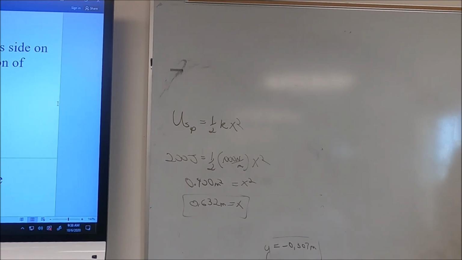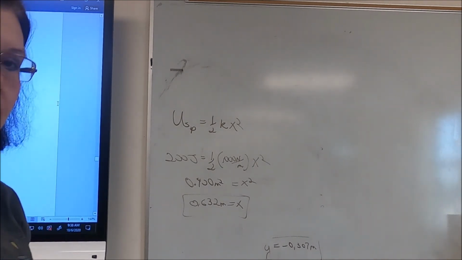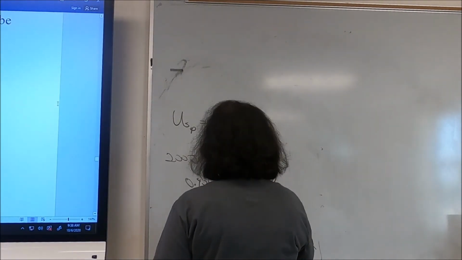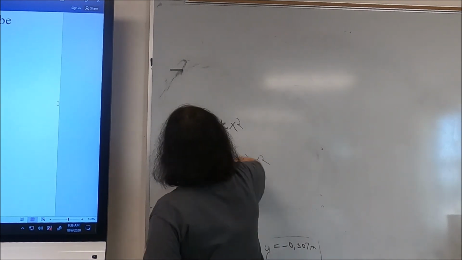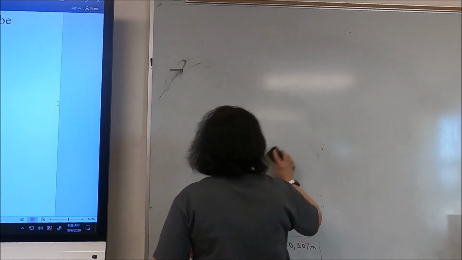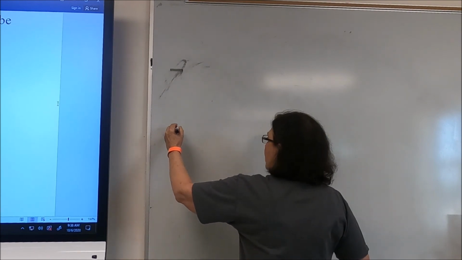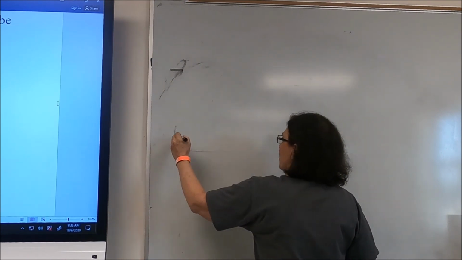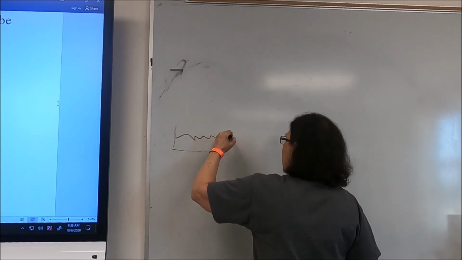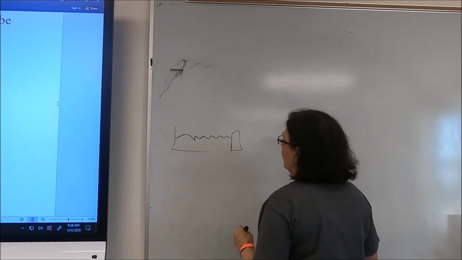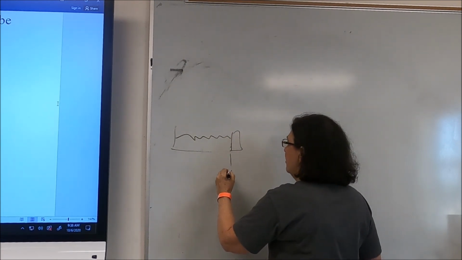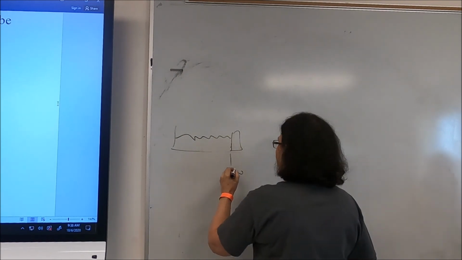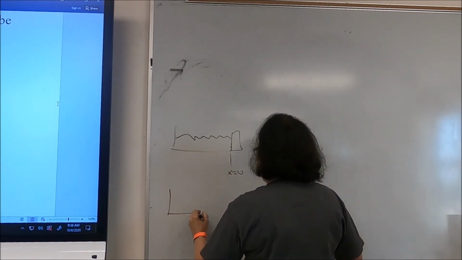So let's think about a mass spring system and where the kinetic energy is the greatest. Let me draw a picture for you. If I think about having a spring here, and it's attached to a box, and this is our x equals 0 position.